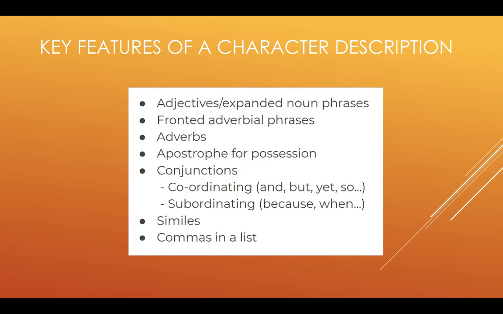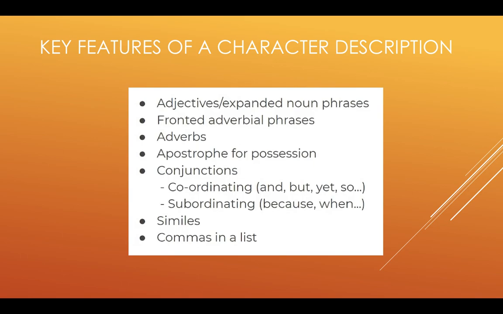You should be able to use those in your writing. It's all part of features of a character description. Adverbs, we know about those, ly words: quickly, slowly, efficiently, suddenly. An apostrophe for possession. If you want to show someone owns something, you need to use an apostrophe. Conjunctions, we've seen those. We have conjunctions, we call them coordinating ones: and, but, yet, so.